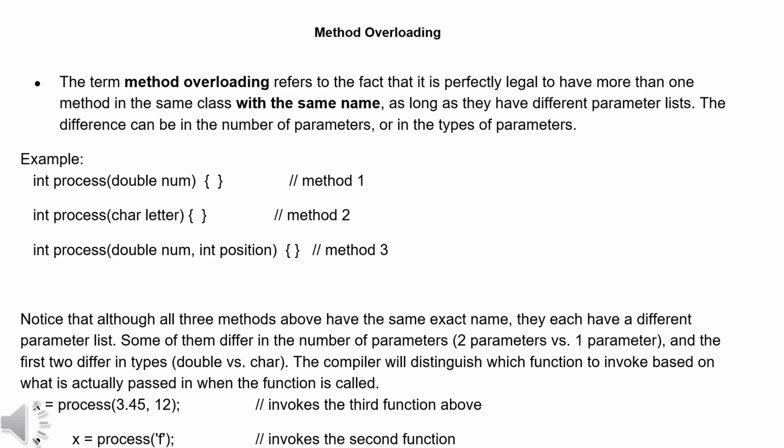Or for example, for the second one, we have x equals process, and inside the parentheses we have f. So the compiler knows that this method is method number 2 because the parameter of this method is a character, right? It's f, right? So in method number 2, the parameter of the process is char letter.